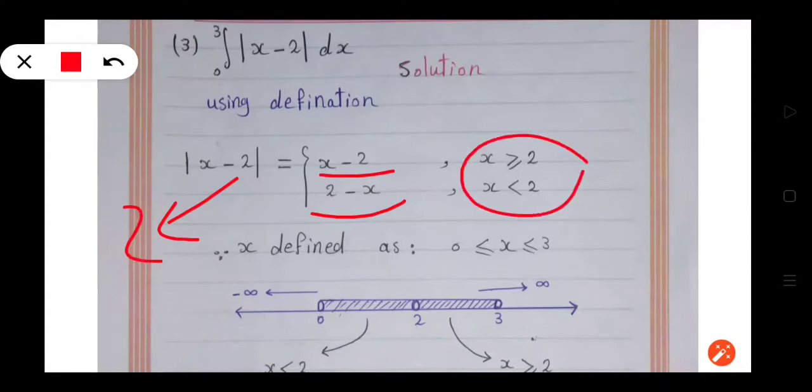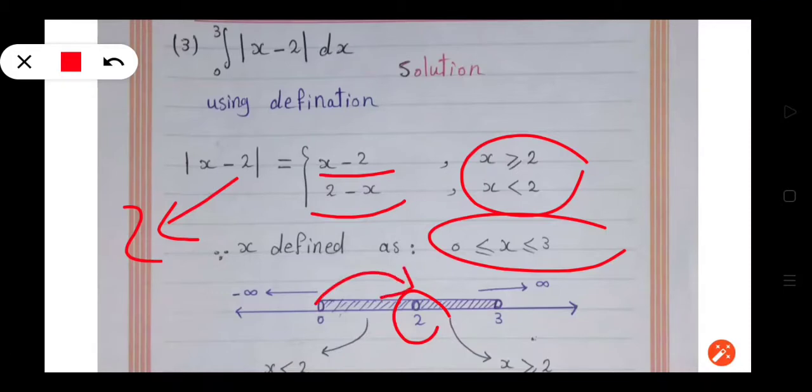We can write the definition also: x more than or equal to 2, and x less than 2. In this integral, we notice that x is defined in the closed interval from 0 to 3. We have the boundary point 2. So, from 0 to 3, we put the point 2. We have two regions: from 0 to 2 and from 2 to 3.